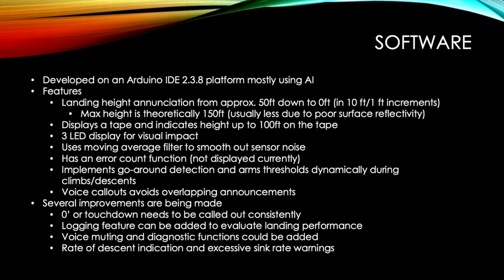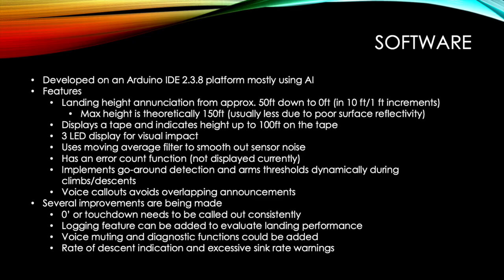It uses a moving average filter to smooth out sensor noise. It has an error counting function which displays if there are any bad height readings. Of course, that's not currently displayed; I've taken it out for now. It also implements a go around detection and arms the thresholds dynamically while climbing or descending if there's a level off or something like that. So it will actually adjust the thresholds at that time.